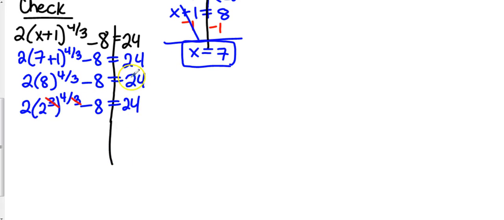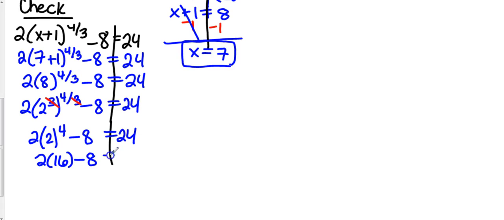These 3's cancel. Or you could say 4 times 3 is 12, divide by 3. And either way, you get 2 to the 4th. 2 to the 4th, that's 4 2's multiplied together. 2 times 2 is 4, times 2 is 8, times 2 is 16. So I get 2 times 16 minus 8 equals 24. That's 32 minus 8 equals 24. 24 equals 24.